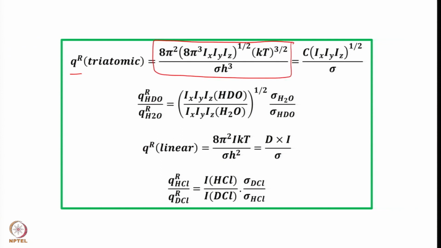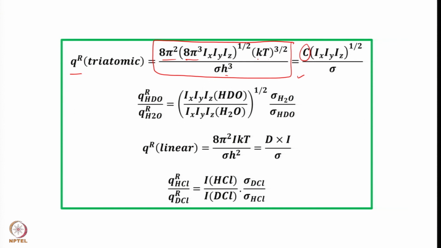While deriving, we have used ABC, where B is h cross by 4 pi c I. In any case, when you convert that in terms of moment of inertia, then this is the expression. In this expression, 8 pi square, 8 pi cube, h cube are constants, and k and T are fixed. That means if you represent all these constant quantities as C, then you have Ix, Iy, Iz square root divided by sigma.